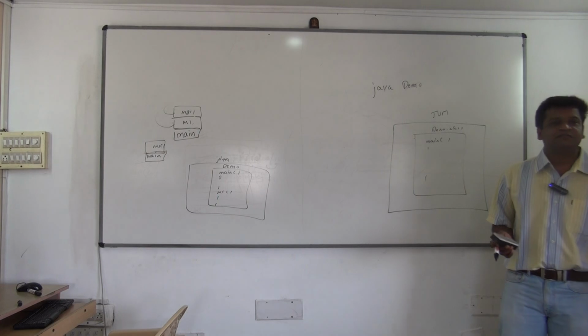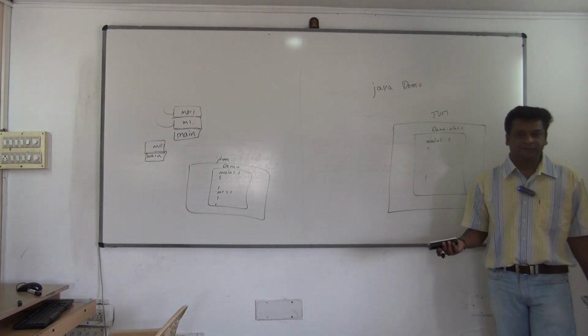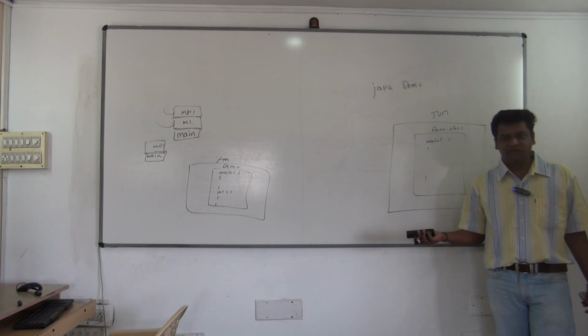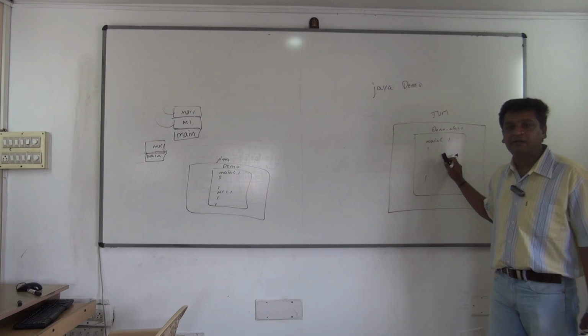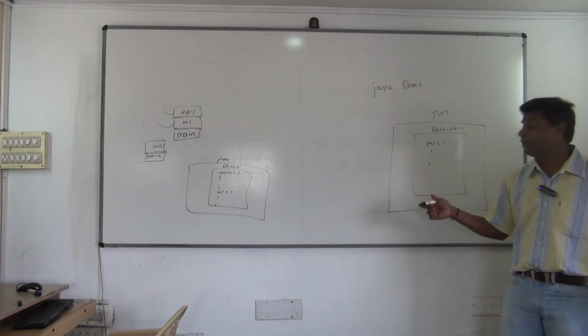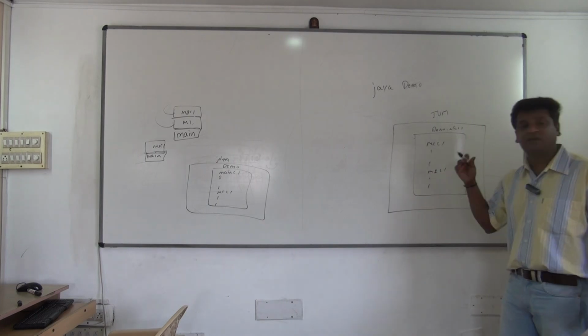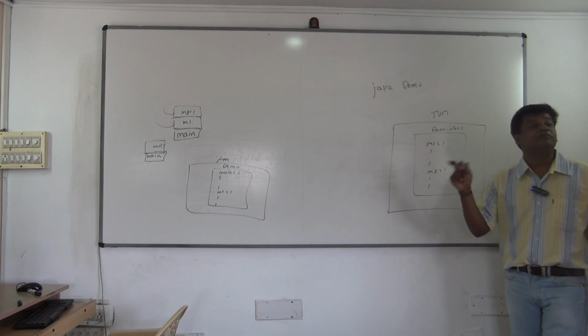Understood? You get no class definition found error when you try to load a class which is not there. Java demo, class is not there. From where will it load? So, no class definition found. No such method found error: the class is there, but the method name is something like M1. You can have M1, M2, M3, many methods you can have. That is different. But importantly you should have main.